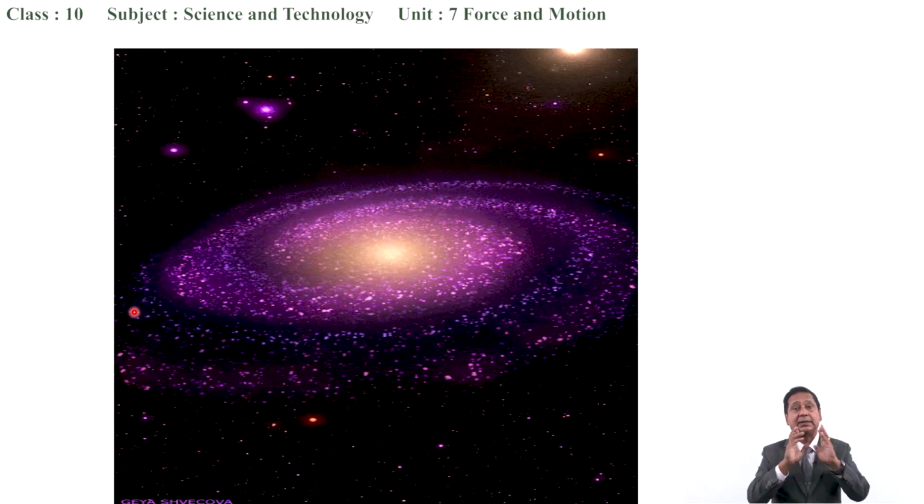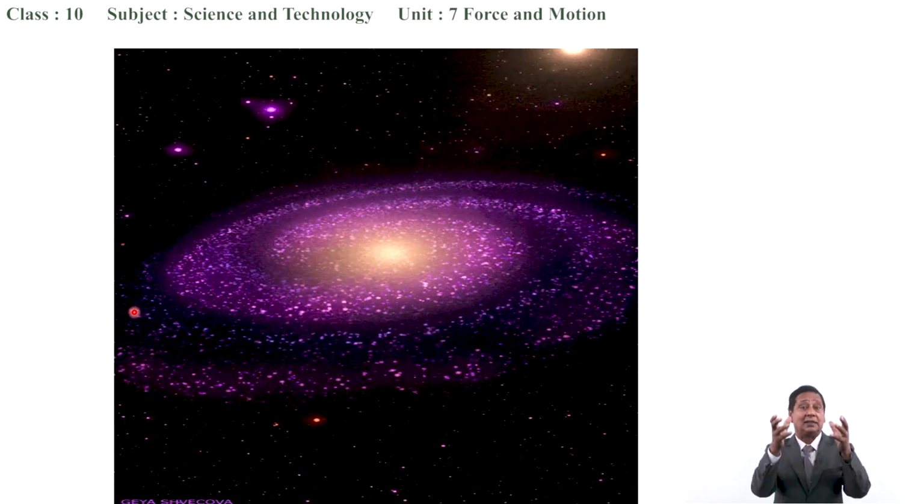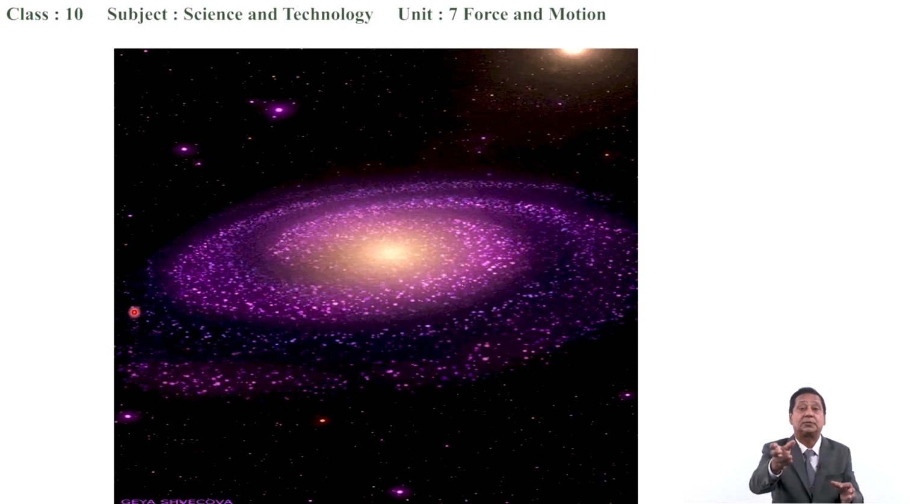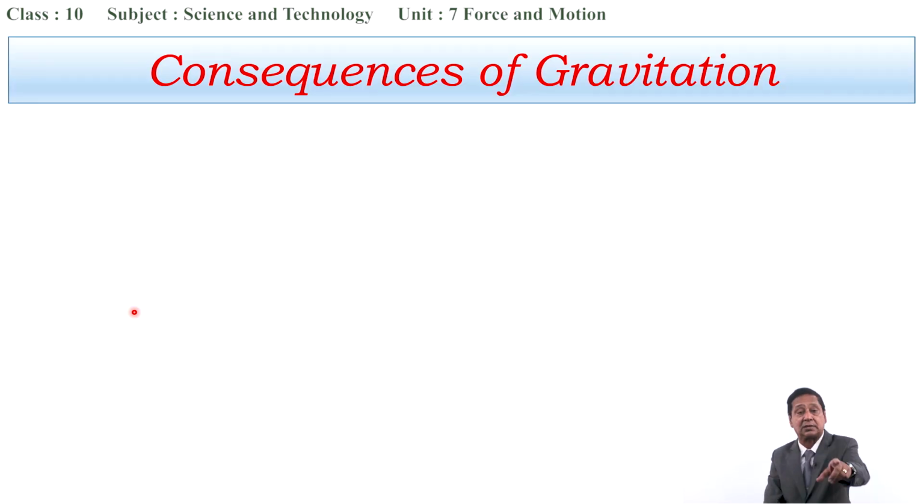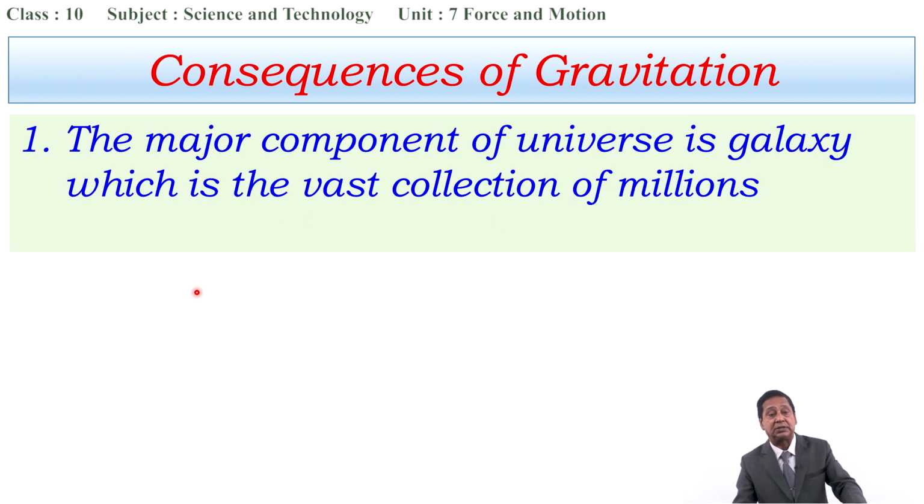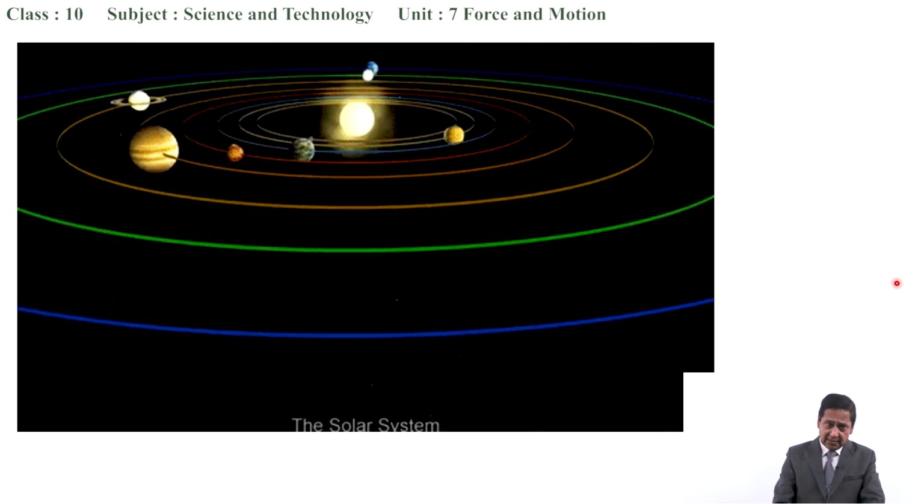And this universe is full of galaxies. There are millions of galaxies in this universe, and in each and every galaxy there are millions of stars. They are held together because of the gravitational force. That's why one of the great consequences of gravitation is that the major component of the universe is the galaxy, a vast collection of millions of stars, and the universe is full of galaxies. This is one of the great consequences of gravitation, that the universe exists because of this gravitation.